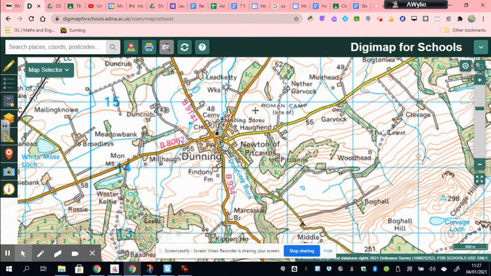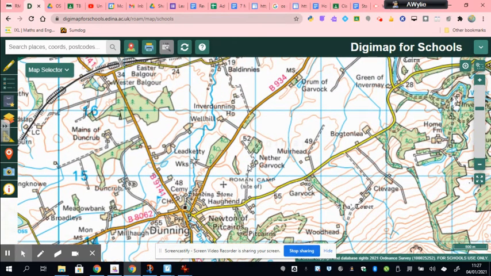Okay, question number 3. In the town of Dunning, you can see this small square with a cross on top of it. What type of building is that? Now, be very specific about the one that it is. Nearby in Dunning, you can see the abbreviation PH. What does the abbreviation PH stand for? That's question number 4.